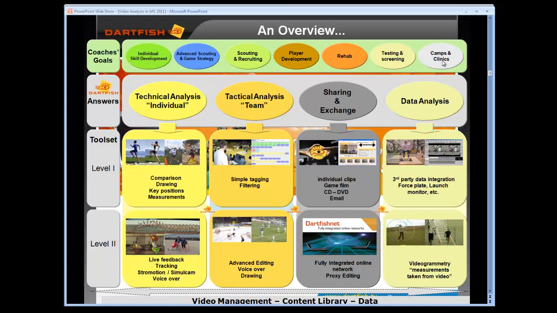The answers are simple with regard to the four. You've got technical analysis for individuals, technical analysis for teams, the sharing and the exchange of information, and you've got data analysis if required for testing, screening, camps and clinics, which is definitely a big part of what happens at the AFL level. And with regard to tool sets, that's more about the kinds of software, but suffice to say that all of those options are possible and available with Dartfish.